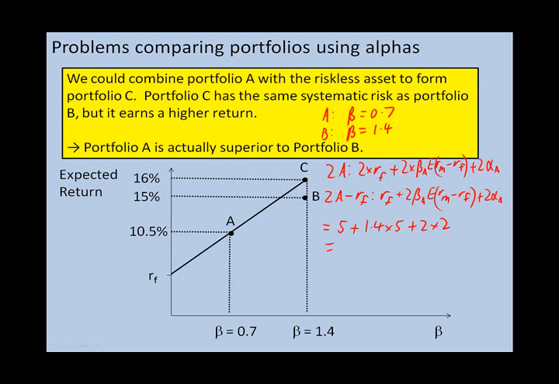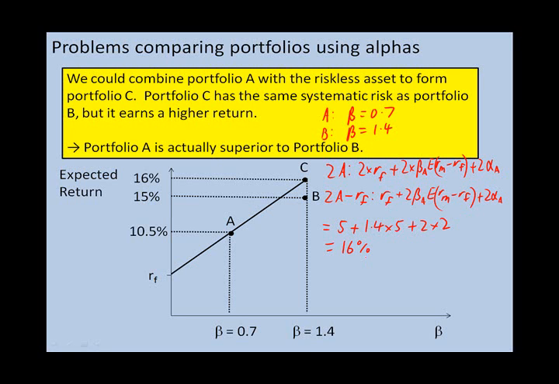which gives us 16%. Portfolio B, on the other hand, only gives us a return of 15%, and yet it's got the same level of market risk. This would suggest that Portfolio A is actually superior to Portfolio B. And that's not what Jensen's alpha suggested on the previous slide.